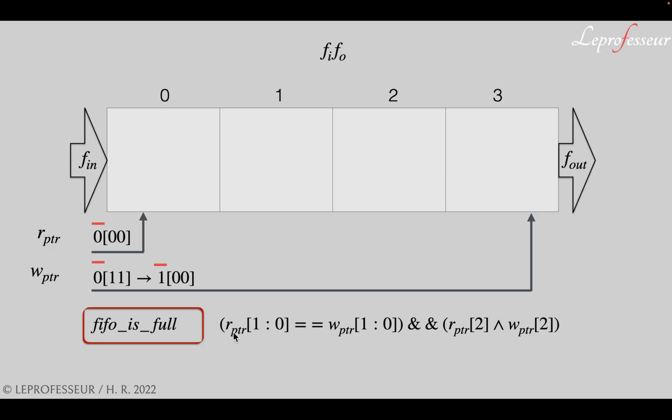So we arrive at the condition when the FIFO is full: read pointer 1 down to 0, that can represent 4 locations, equal to write pointer. So 0, 0 equal to 0, 0, and the MSB bit should not be equal. I'm using the XOR operation, or you can use just not equal, either way. Good. So that is the condition for full.